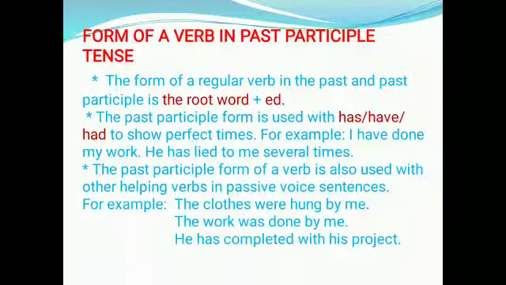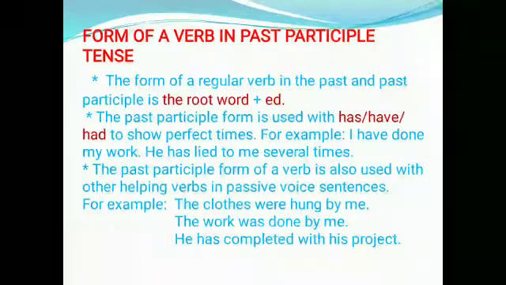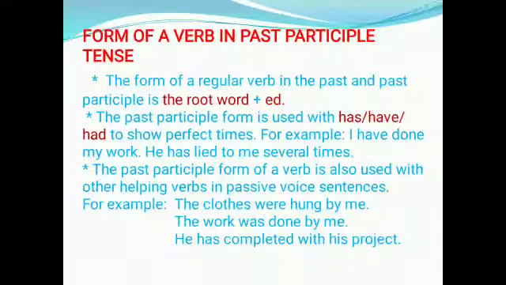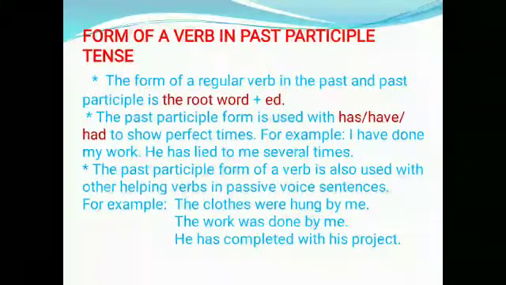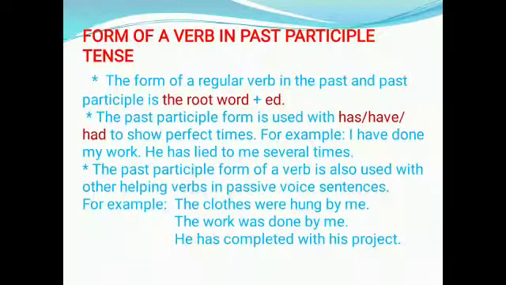Then form of a verb in past participle. The form of a regular verb in the past and past participle is the root word plus ed. The past participle form is used with has, have or had to show perfect times. For example, I have done my work. He has lied to me several times. The past participle form of a verb is also used with other helping verbs in passive voice sentences. For example, the clothes were hung by me, the work has been done by me, he has completed his project.